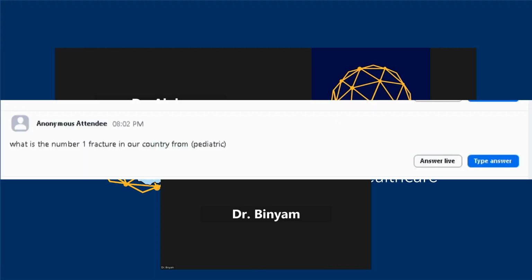What's the number one fracture in our country for pediatrics? It depends on the patient's age, but the most common for most preteens and below has to be supracondylar fractures, and a close second is femur fracture. So we see a lot of supracondylar humeral fractures, and those are not easy fractures. They're very devastating, both in terms of deformity sequelae, and they're commonly associated with neurovascular injuries and compartment syndrome. So I would say it's supracondylar humeral fracture, not just for us, but all over the world.